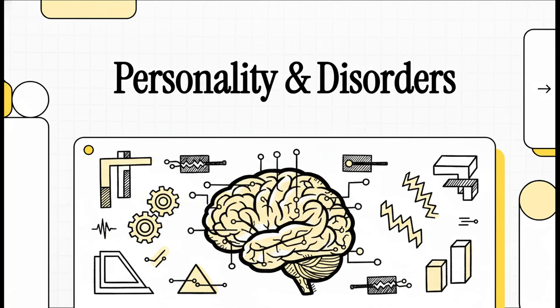Let's jump right in. Welcome to this explainer. Today, we are exploring the absolutely fascinating architecture of the human mind. We're going to look at exactly how we're wired, what makes us tick, and, importantly, what happens when that wiring gets a little too rigid.